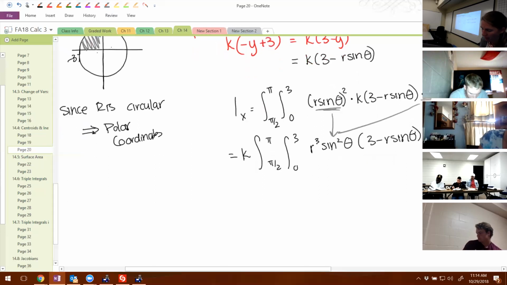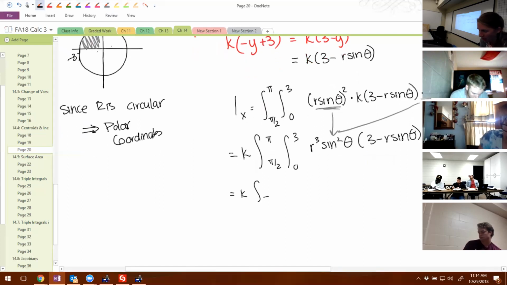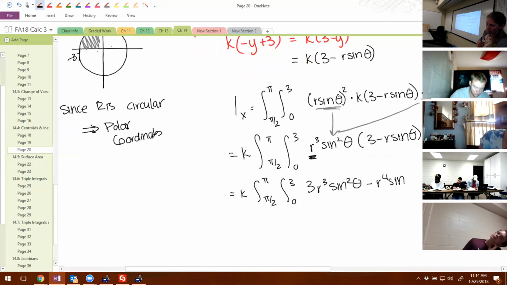So k, all my integration is still there. Haven't done any integration yet. And what do we have? 3r cubed sine squared theta minus r to the 4th sine cubed theta. Should the r be to the 3? Well, I put the r just right here first. Well, no, in your second equation, now the r is to distribute. So you got 3 minus r sine theta. You got to distribute r to the 3. Oh, yeah, I see what you're saying. So if I would have distributed it here, yes. Yeah, okay. That's right. What do I need here? Cube theta.